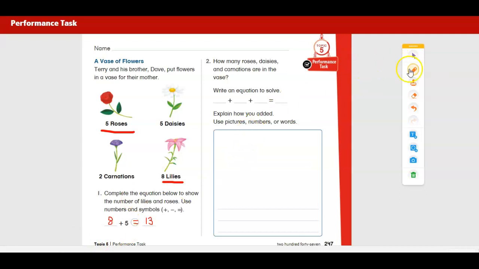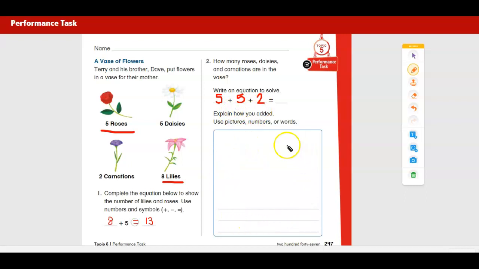All right, let's look at number 2. On number 2, we wanted to write how many roses, daisies, and carnations were in the vase. So you were to look at this chart here and see, okay, there were 5 roses, and there were 5 daisies, and there were 2 carnations. So it wanted you to add together 5 plus 5 plus 2.